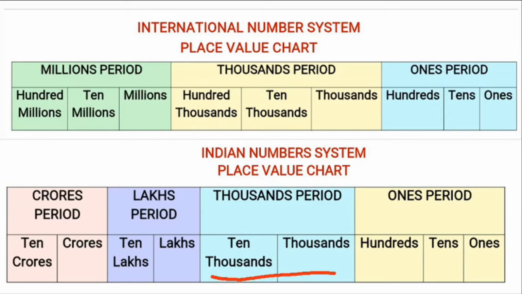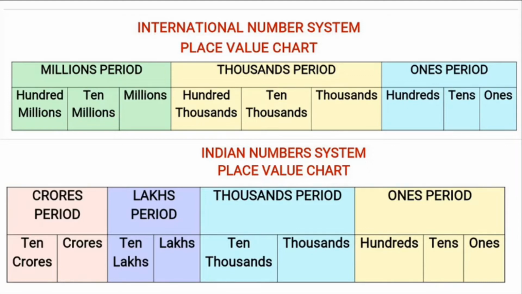In the international number system, after thousands, we have million period, and million period has 3 places, millions, 10 millions and 100 millions. But in Indian number system, after thousand period, we have lakhs period. And lakhs period has 2 places, lakhs and 10 lakhs. And further, after lakhs period, we have crores, crores and 10 crores.